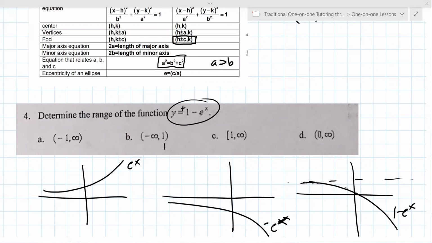So 5 is actually our first problem. Sorry, I should circle that. 5 is our first problem where it kind of is something similar to what you've done already.